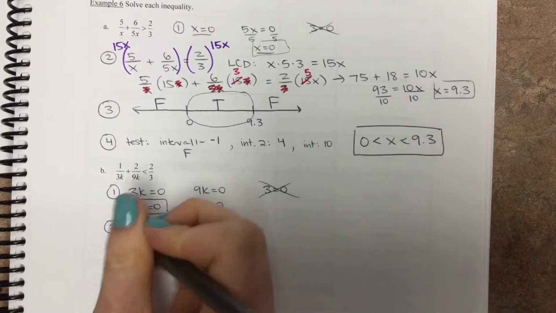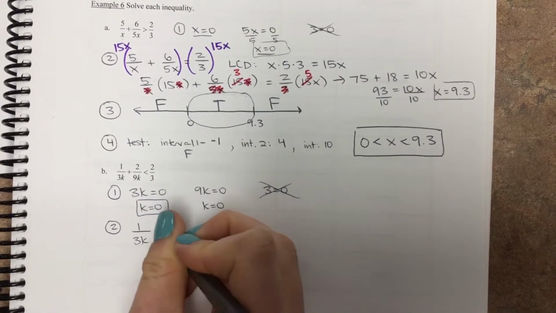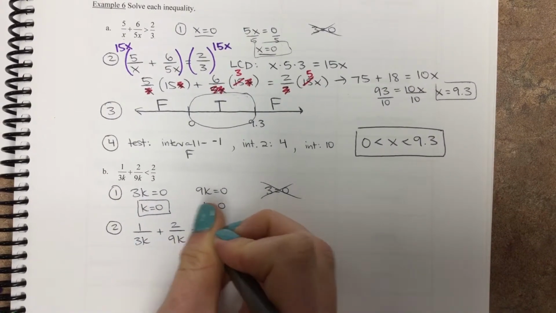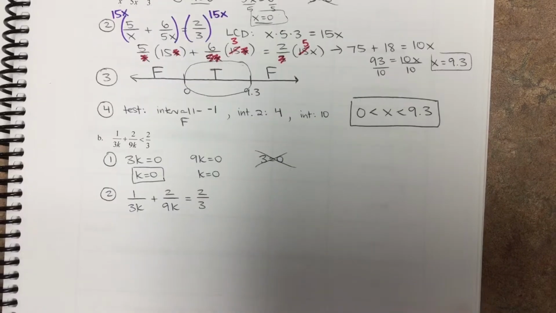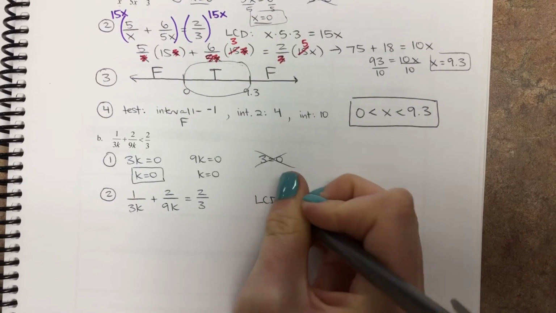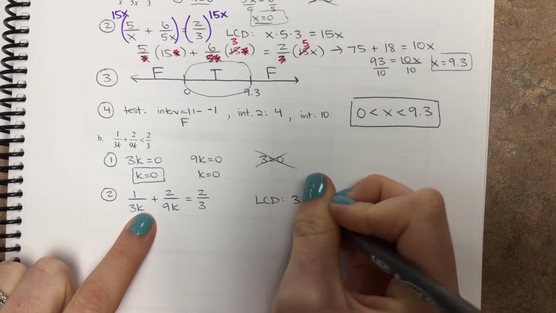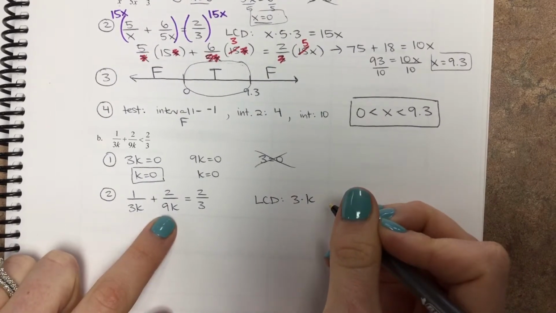Step 2 is I'm going to solve what we call the related equation. So I'm just going to take the equation and replace the inequality with an equal sign, like that. Okay, so this one is actually fairly similar to the one up above. When we're looking for an LCD, we have to make sure it has all of these pieces. So it needs to have a 3, and it needs to have a k, and it needs to have a 9.